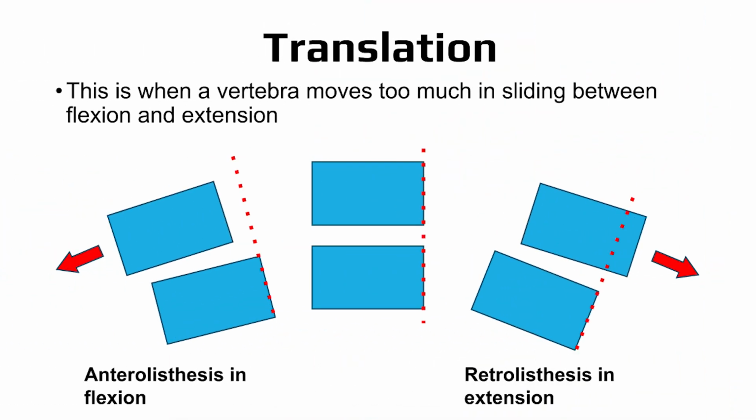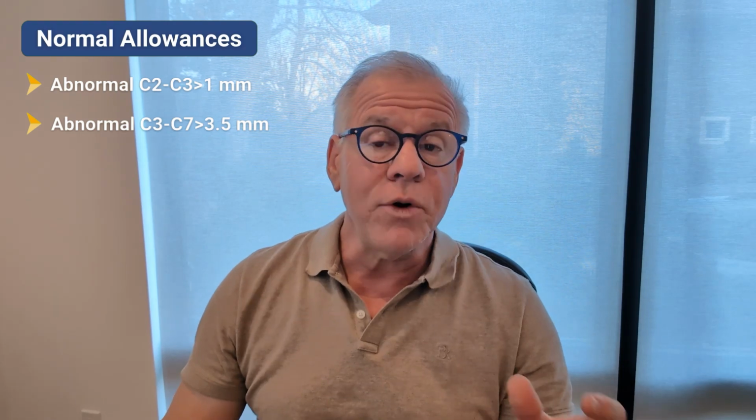Now for translation, this is when a vertebra moves too much and slides between flexion and extension. So if it moves forward, it's called anterolesthesis in flexion. When you look up, if it moves backwards, that's called a retrolesthesis in extension. Now, the normal allowance for C2-3 is only about 1 millimeter. Not much movement is allowed at C2-3. Abnormal for the lower levels is more like 3.5 millimeters or more.